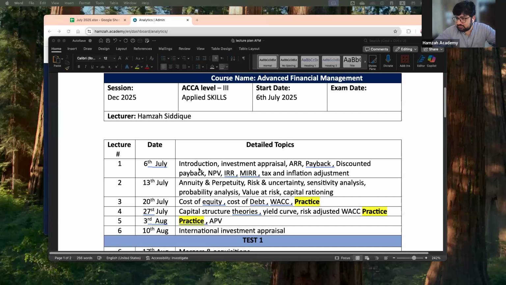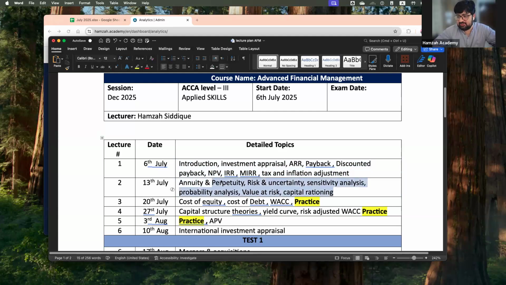Here you see, this is in front of me, my course plan. So we did this in the last class, and we are right on track. Capital rationing is the second. In the next class, cost of equity, cost of debt, WACC, and practice of the past papers will be done.